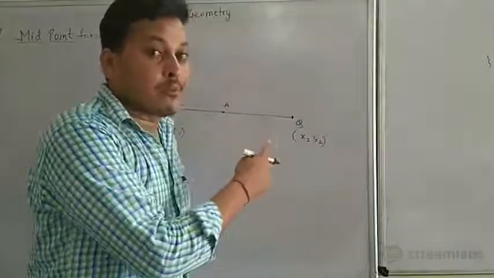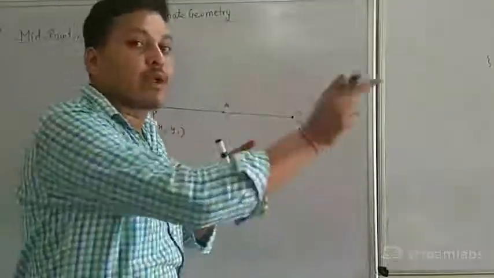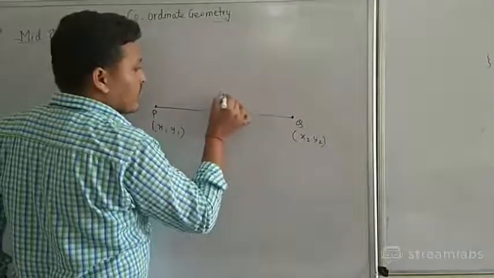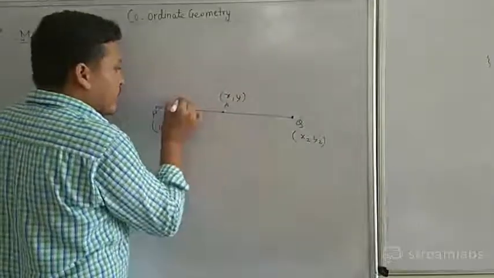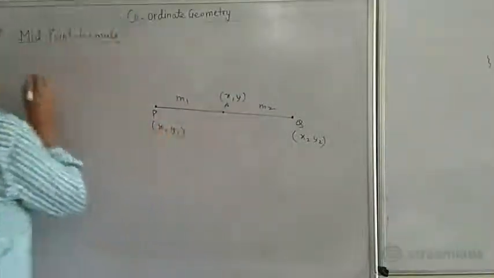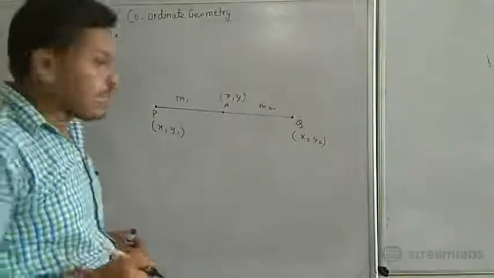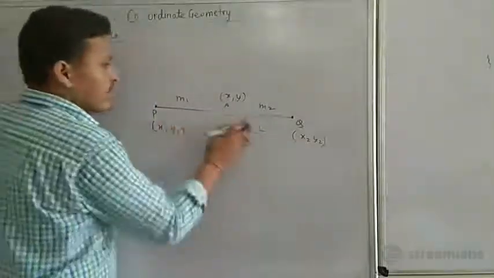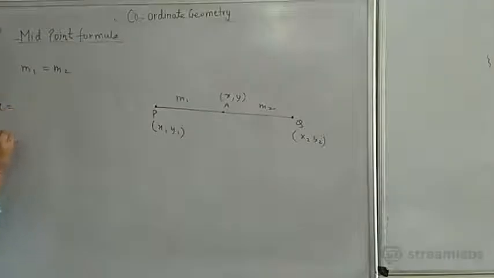In the last formula, the section formula, the point is not dividing PQ in two equal parts, so the formula is different there. Here it is dividing in two equal parts. Suppose the coordinate of this point is x y, and A is dividing PQ in two equal parts, so the ratio is M1 and M2, and M1 is equal to M2. If the total distance is 4, this part is 2, this part is 2, because A is the midpoint here. So we can use the section formula.